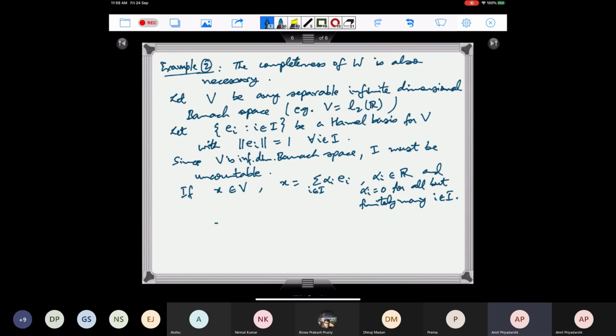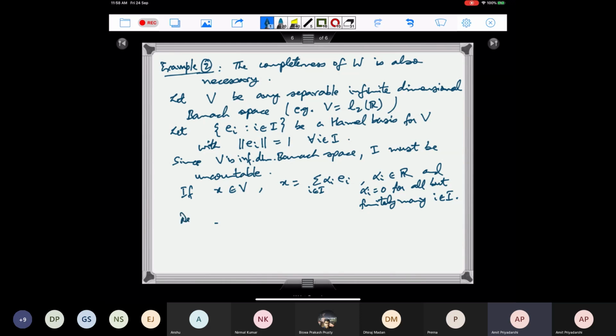This is by the definition of basis, that any element can be written as a finite linear combination of the basis elements. So x can be written as summation alpha_i e_i, where alpha_i is 0 for all but finitely many. So we can define a norm on this space.